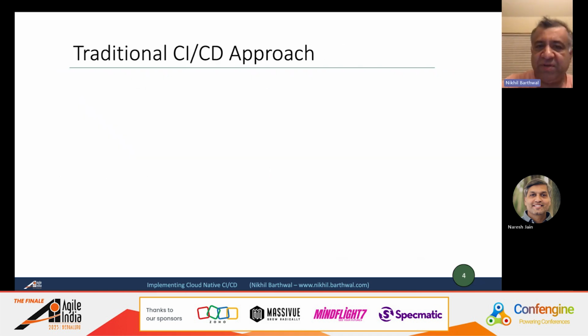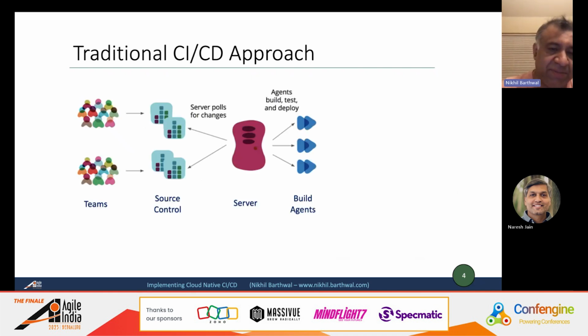Before we go into cloud native, let's take a step back and look at what the traditional CI/CD approach is. Typically, in a traditional CI/CD approach, we have a server. The server has a number of often fixed build agents that are working 24/7. These agents could be Linux, Windows, or even in some cases Mac. And the server is kind of a controller which has service definitions for each one of these projects. And it continuously polls source control.